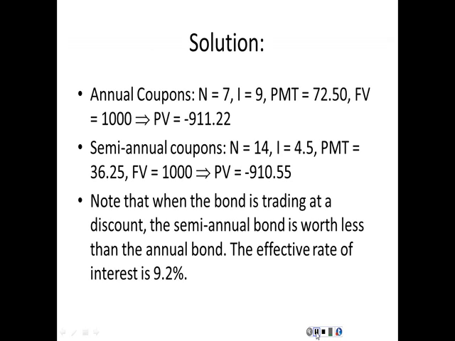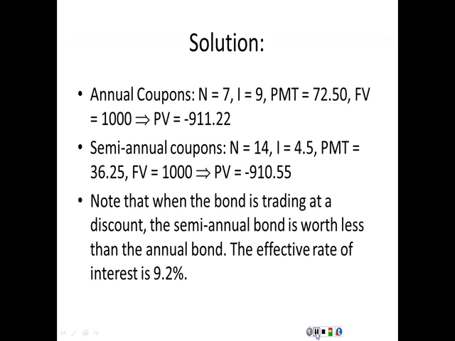So N is 7 for the number of years. I is 9% for the annual discount rate. Payment is $72.50. That's 7.25% times 1,000. Future value is 1,000. We compute the present value as $911.22.